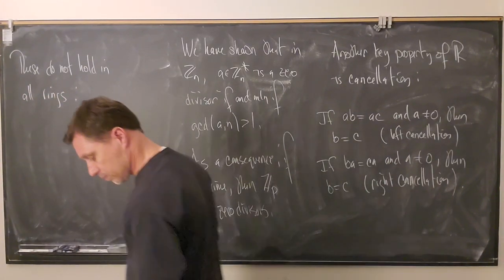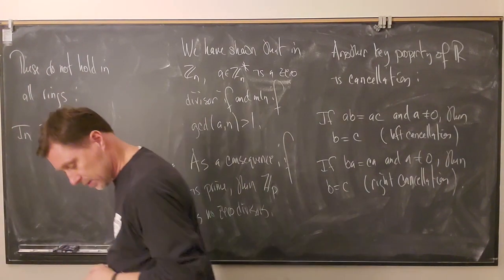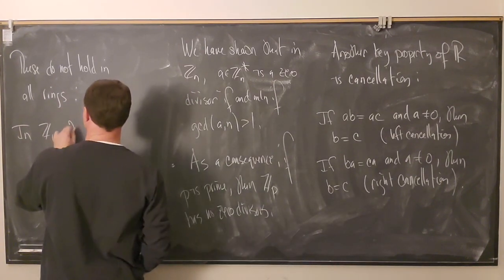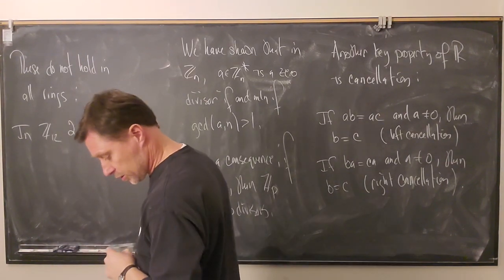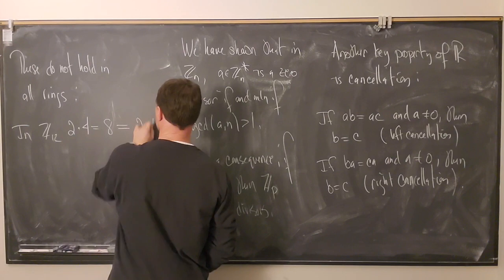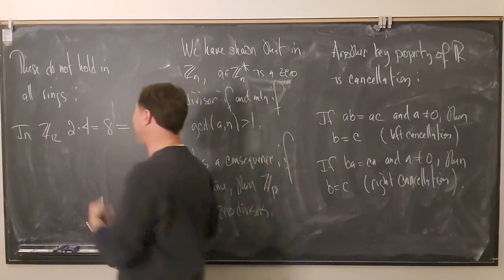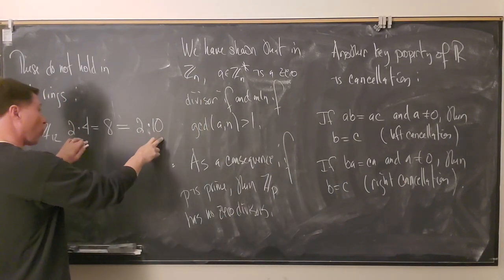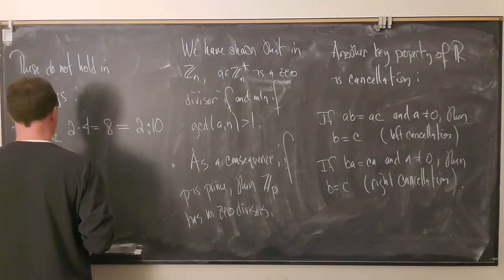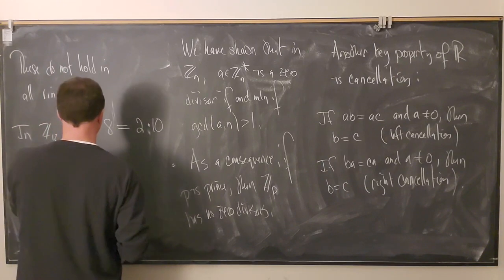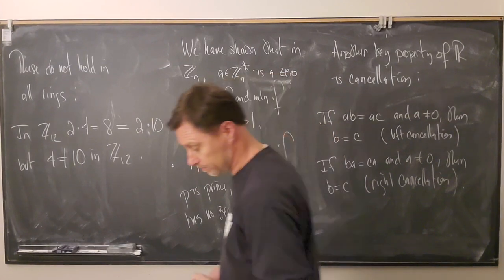In Z12, what we have is 2 times 4 equals 8, which is equal to 2 times 10. All right, but I can't cancel the 2's and conclude that 4 is equal to 10, because 4 and 10 are not the same in Z12. So 4 is not equal to 10 in Z12. So the cancellation property does not hold in general either.